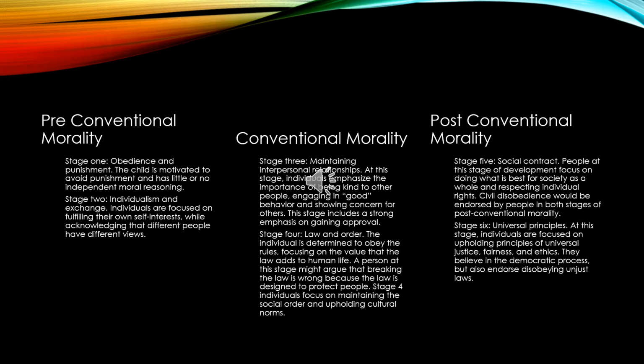Stage 6, universal principles. At this stage, individuals are focused on upholding principles of universal justice, fairness, and ethics. They believe in the democratic process, but also endorse disobeying unjust laws.